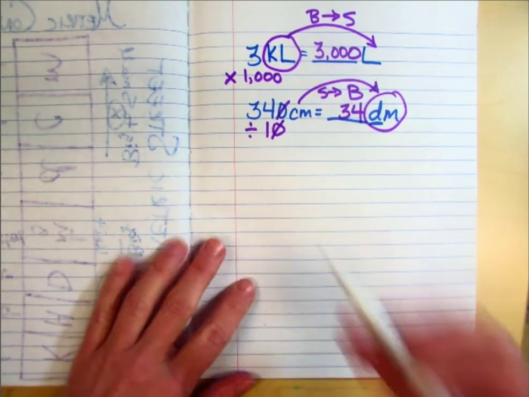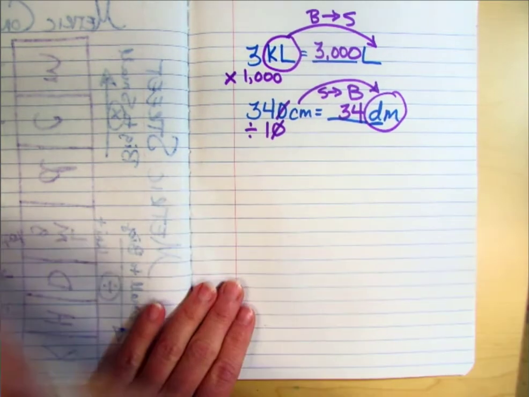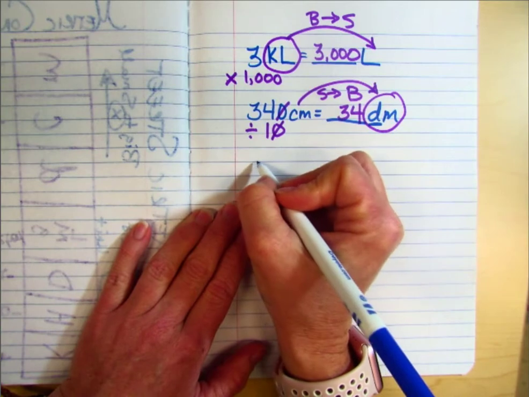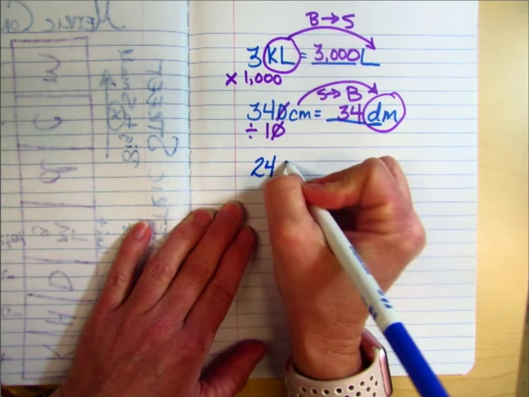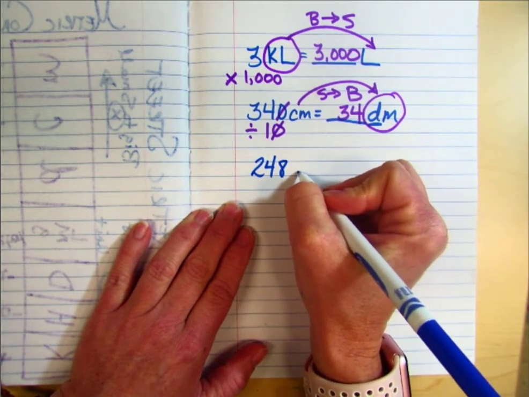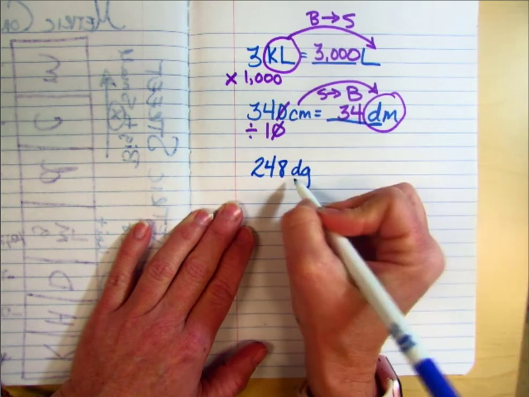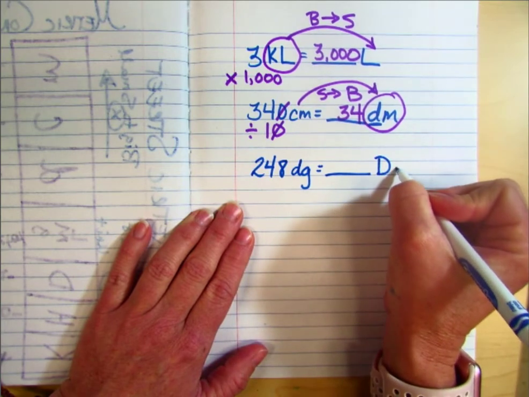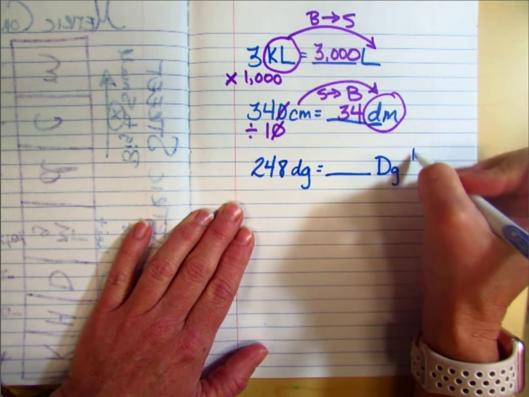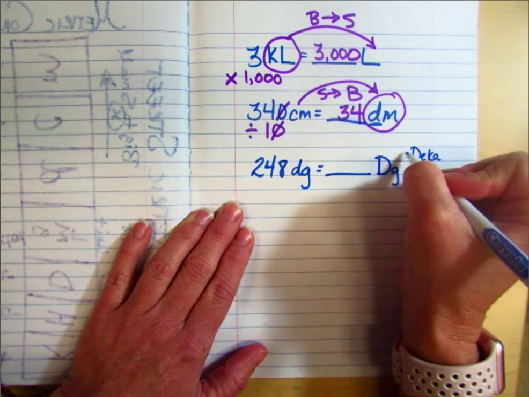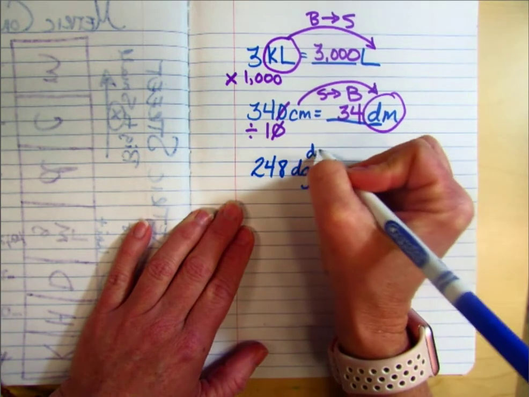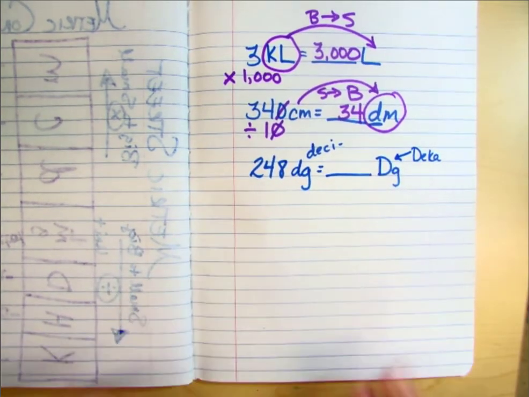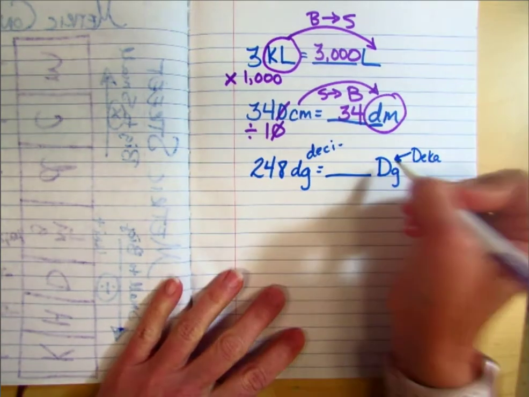Let's say I have something like this. And this is where you have to remember what we used with decimals. If I have 248 decigrams, little d is deci, and I want to change it to decagrams. Deca is always going to be the big G. Deci is the little g, little d. So on this one, I know deca is my big.